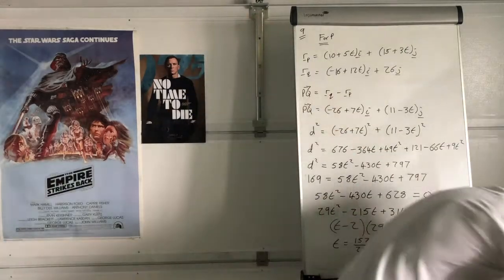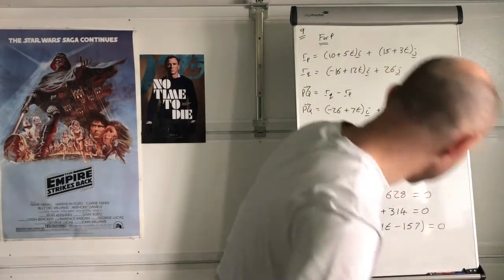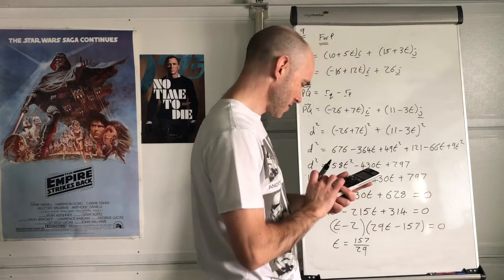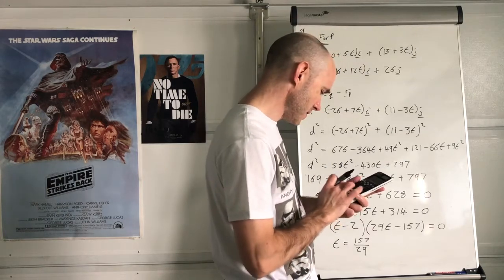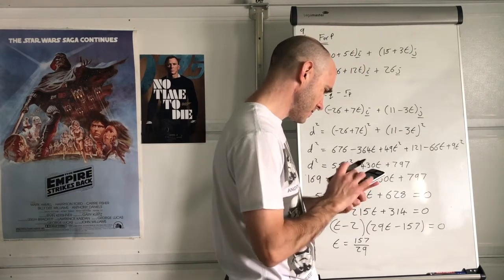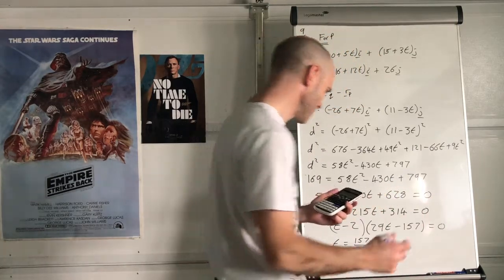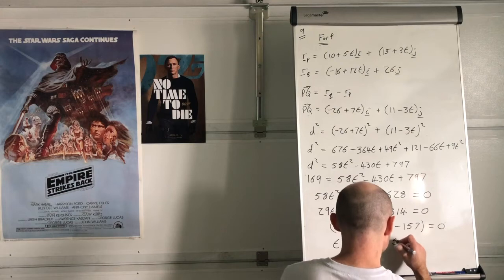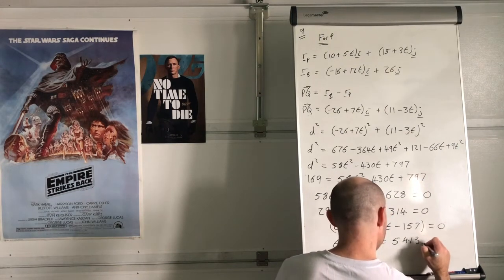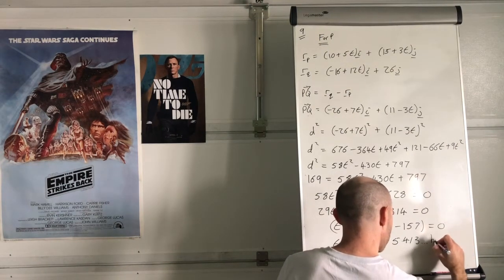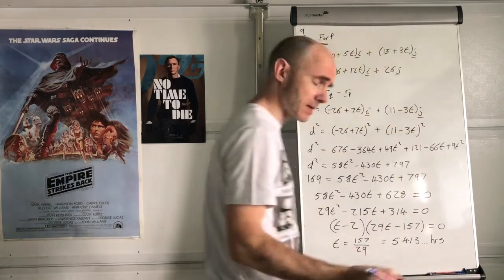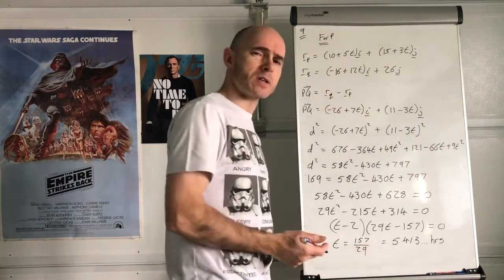Right. So we're just going to do that to the nearest minute. We'll have to pick up the calculator. So 157 over 29 is 5.4137. Hopefully you got something like that. 5.413 dot dot dot. And remember the units are hours, aren't they? And it was t hours after midnight.